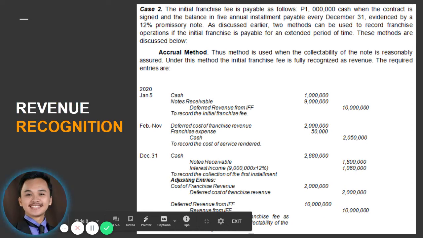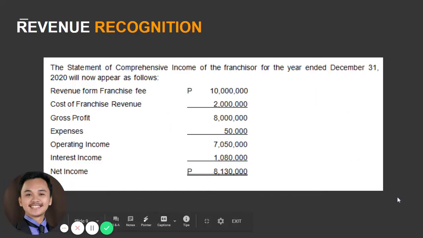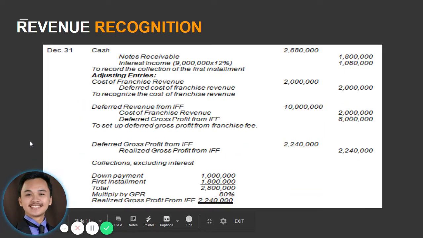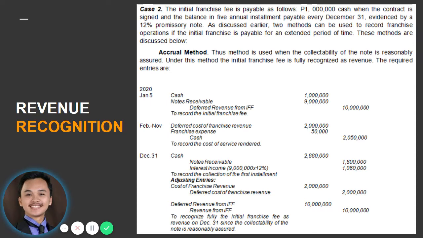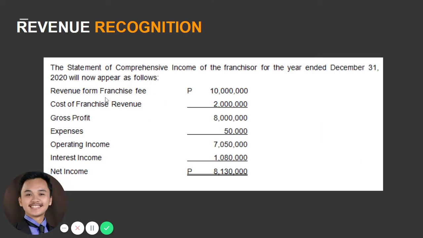So therefore, in this case, in case 2, how much is our total net income? So in case 2, we have a total net income of 8,130,000. So that is from revenue from franchise fees of 10 million minus cost of franchise revenue of 2 million. So therefore, we have gross profit of 8 million less expenses, which is our indirect franchise cost of 50,000.